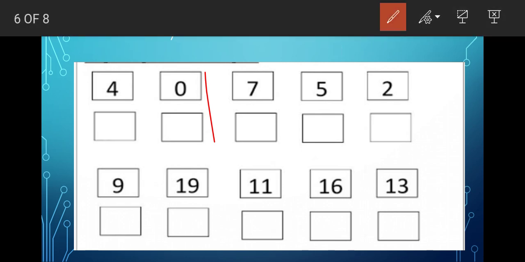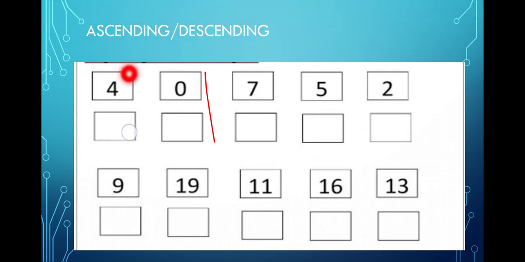Now, which is the smallest number? The smallest number here is, see, 40752. So of course the first smallest number is 0, then 2, then 4, then 5, then 7. Now here the smallest number is 9, a single digit number. Then next will be 11, then 13, then 16, and then 19. So let us write it.